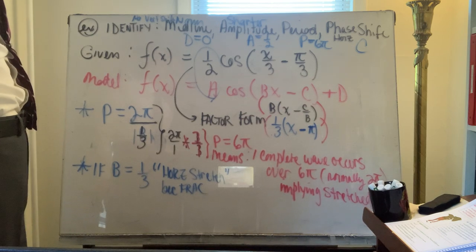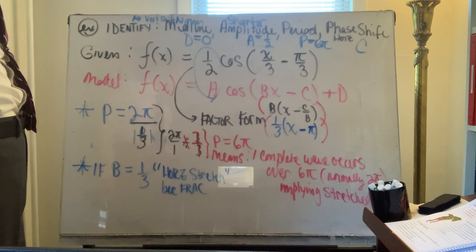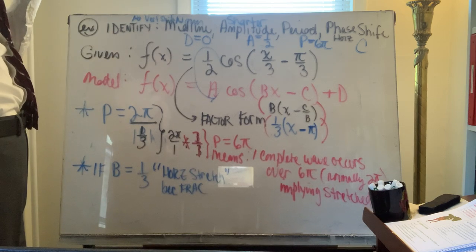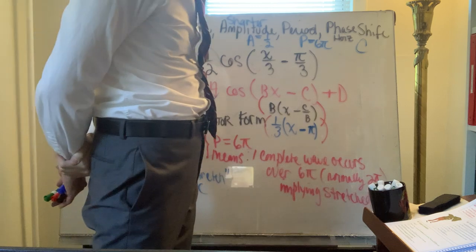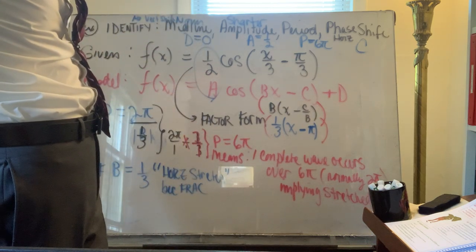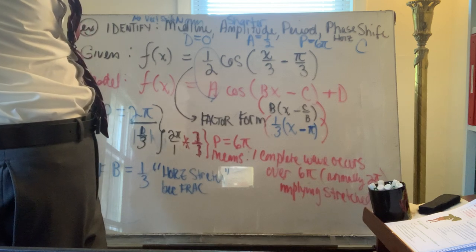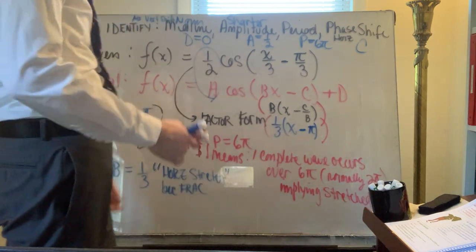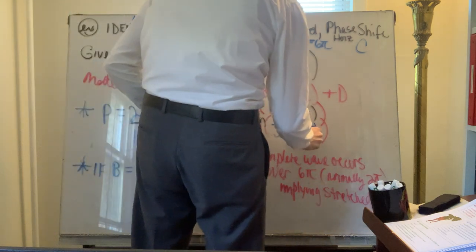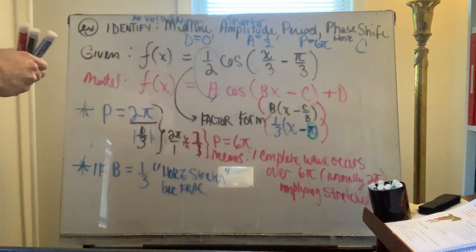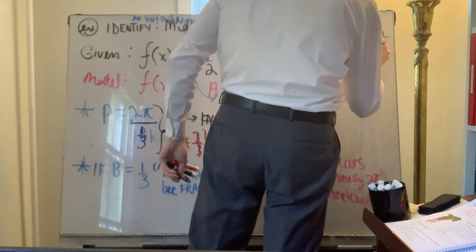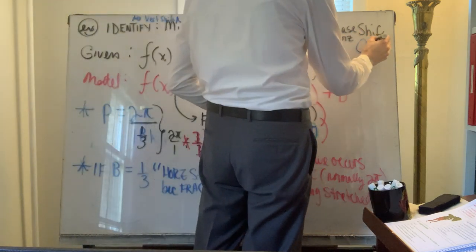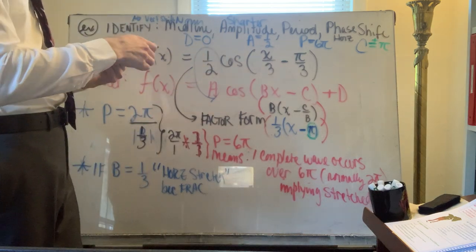Okay. Now as for the C value. In the factored form, you should get pi, right? This is the C value. This would be equal to pi, right? It's negative pi, so it's positive pi. Because remember, that's counterintuitive.